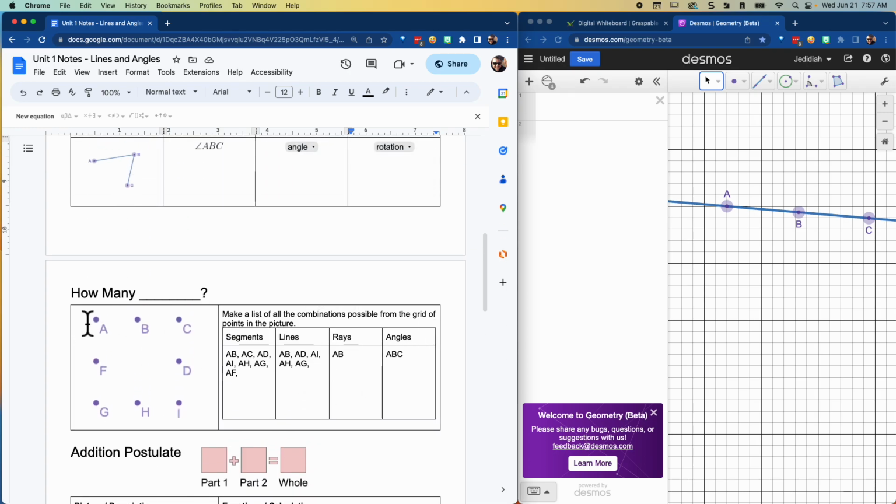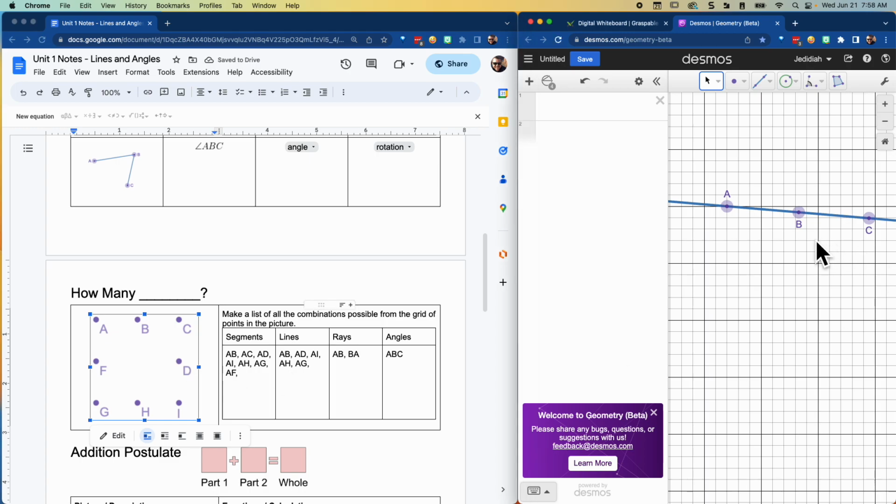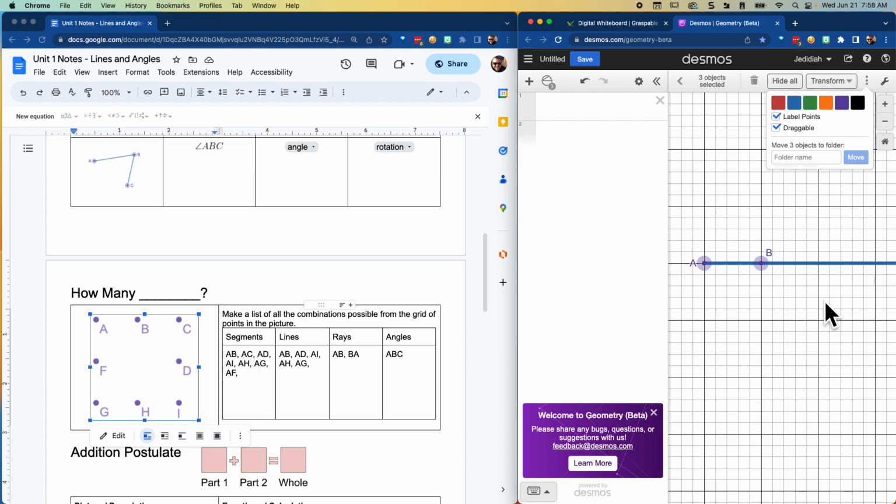Oh, I almost forgot. AB as a line and AC as a line overlap, but it's the same thing with a ray, because if I'm starting at A, I can't really do AC because those would overlap, but I could do BA because starting at B and going through A is a little bit different. Let's take a look at that. So I'm going to look at my picture over here, and a ray, if I were to have this ray going that direction, I'll hold down shift, highlight, and then label my points.